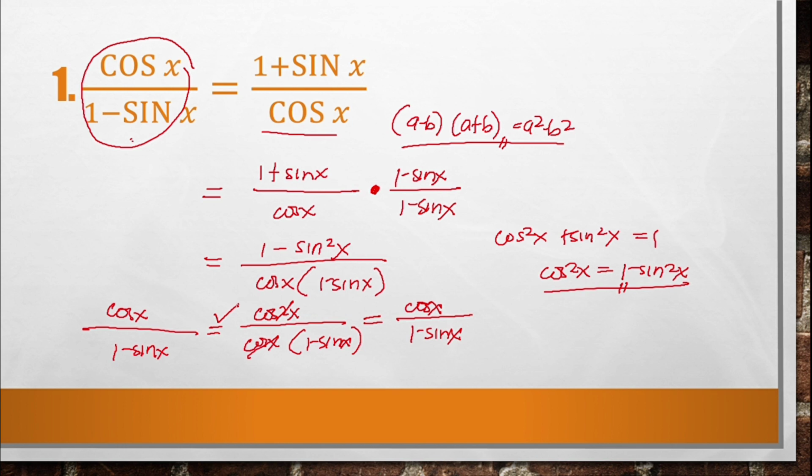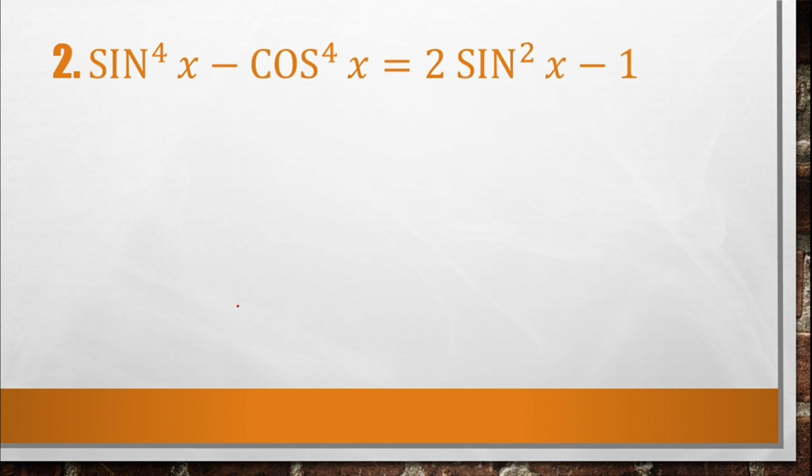So we have now verified number 1, that cos x over 1 minus sine x is equal to cos x over 1 minus sine x. That's it for number 1. So let's proceed with number 2. So this is in the form of factoring. So if we're going to factor this one in number 2, we need to verify this one because this is the more complicated part. This is complicated compared here.